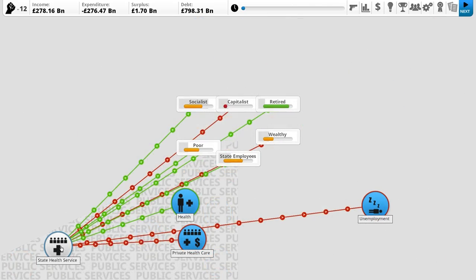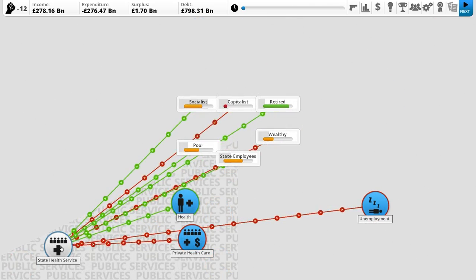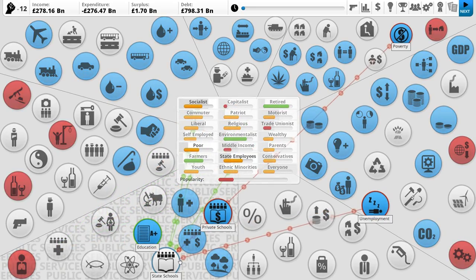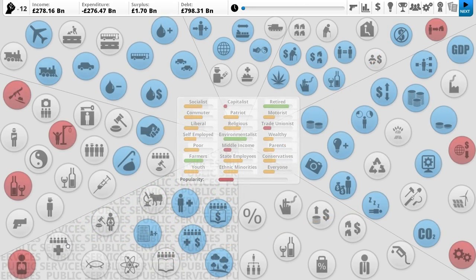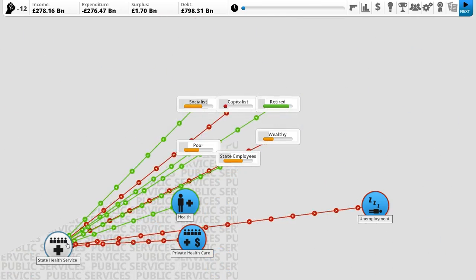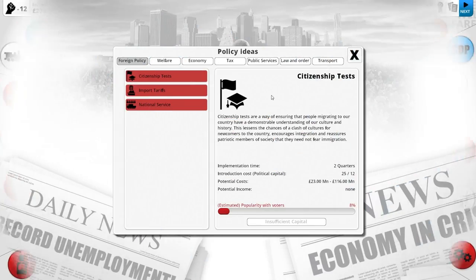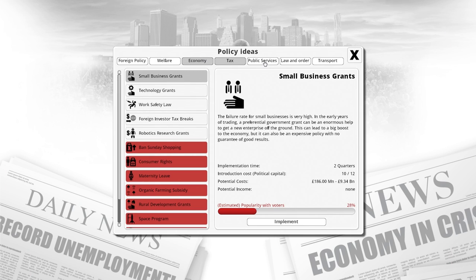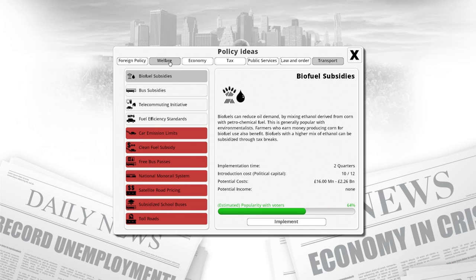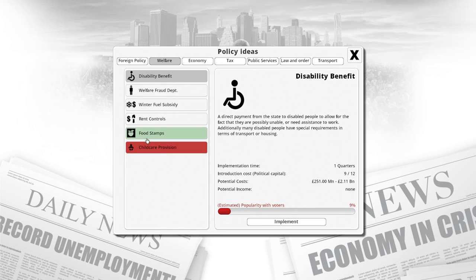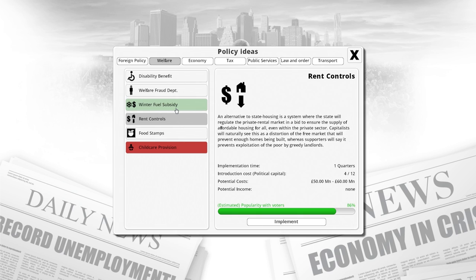Let's see. Both of these deal with unemployment, which will help with the poor, and they'll help the poor like us again, I think. Yes. Perfect. So we got 12 points left. Let's have a look at things we could implement. So these are all policies that we can actually implement or re-implement if we haven't done so already, or if we've cancelled it. Rent control?